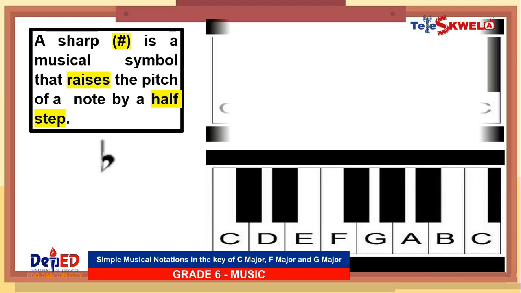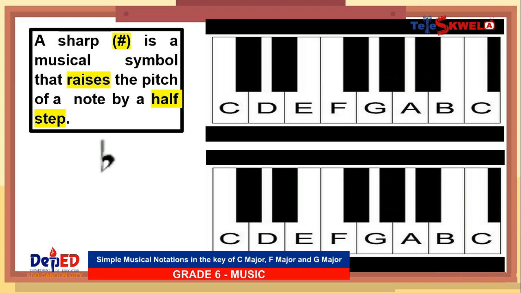A sharp is a musical symbol that raises the pitch of a note by a half step. On the keyboard, the black key to the right of a white key is a sharp. The black key to the left of a white key is flat. We have an illustration here. The white keys are named C, D, E, F, G, A, B, and higher C.